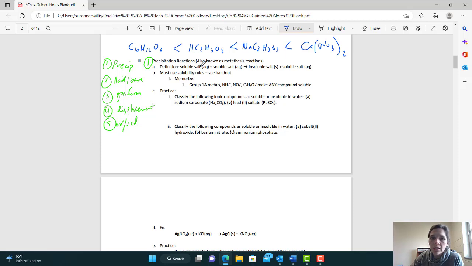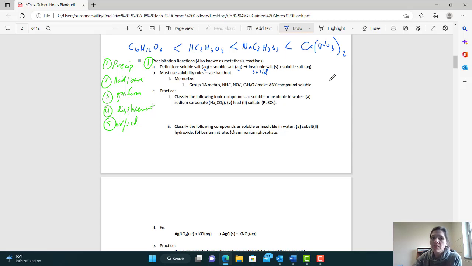All it means is salt stands for ionic compound. Soluble means it's dissolved in water. So one soluble salt, another soluble salt, both aqueous, meaning dissolved in water. And when you pour 2 things together and you get a solid insoluble salt, which means you're an ionic compound, but you don't dissolve. What that would look like is a solid at the bottom of the beaker, right? You would produce a solid.